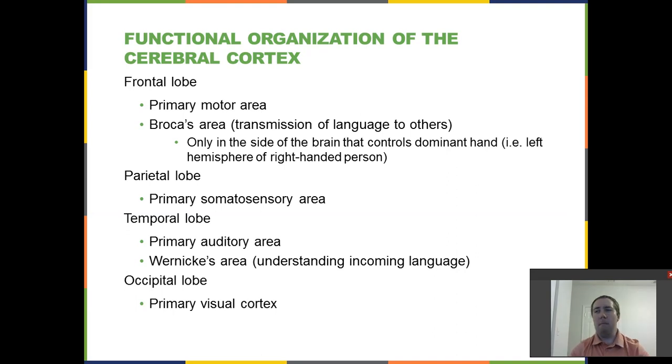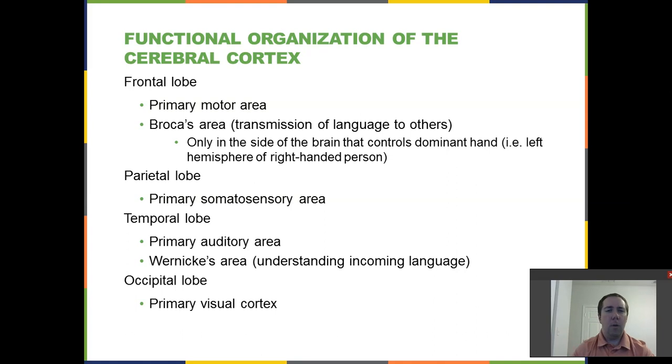One way to remember that the Broca area controls speech or the transmission of language is that in Spanish, boca means mouth. Now, Broca has nothing to do with boca, I don't think, but it sounds a lot like it. And so Broca, mouth, that is the transmission of language.